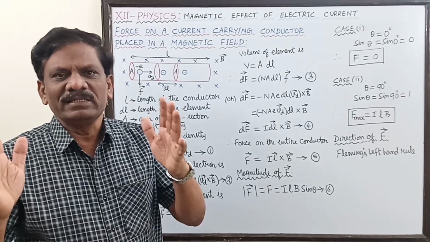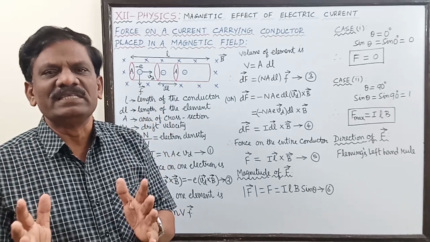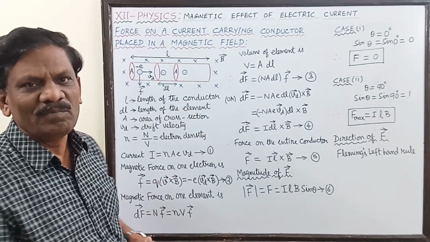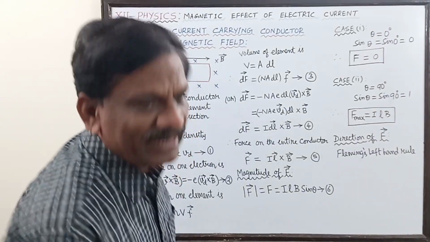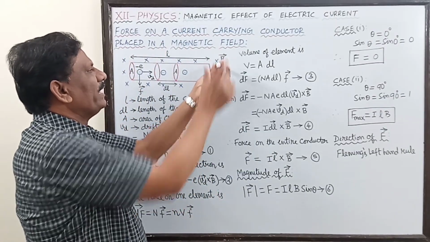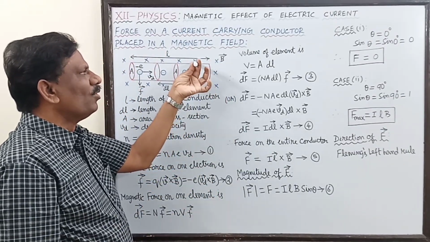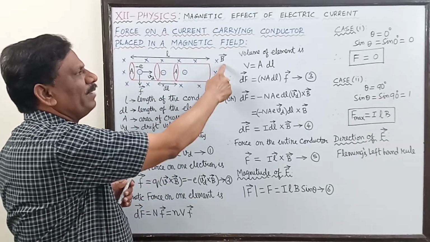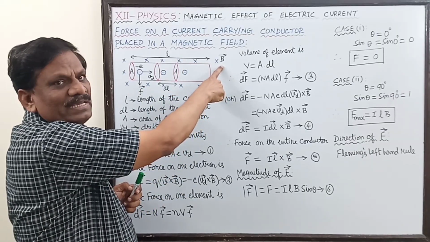There is a magnetic field which is uniform and perpendicular to the plane of the board. So the magnetic field lines are going into the board like this. They are going into the board. These X marks indicate the uniform magnetic field whose induction is B.